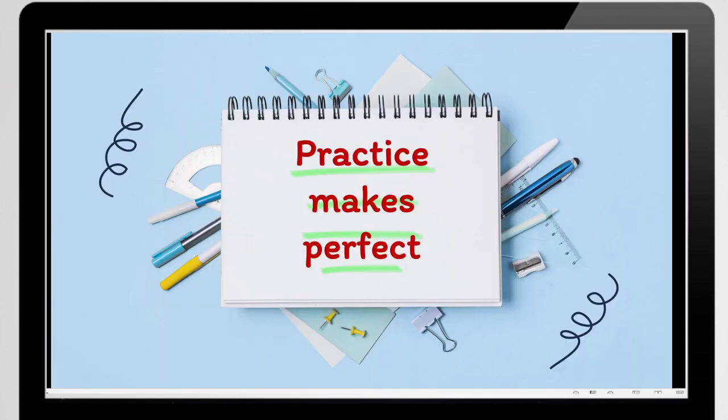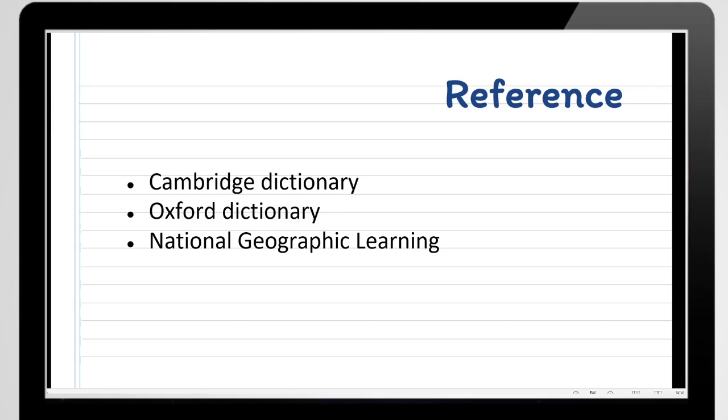Okay, remember, practice makes perfect. And this is the reference.